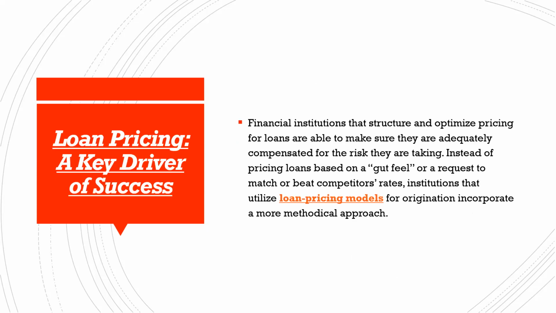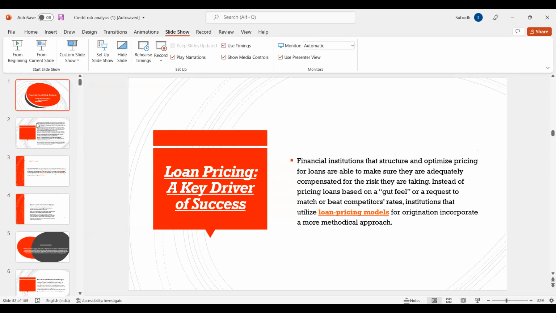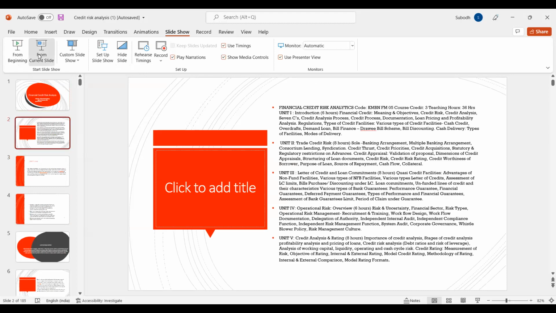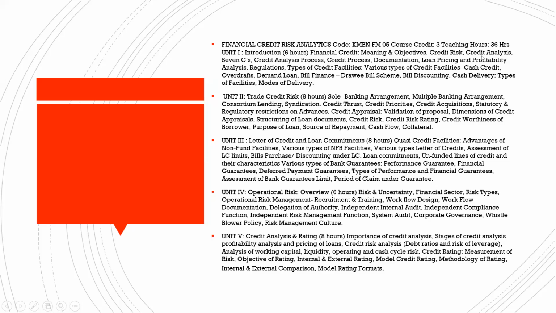Okay, so the next step which we have is loan pricing, a key driver of success. Loan pricing is the next topic of this lesson. Let me just show you. As I already mentioned, in our first unit we'll cover all these things. We have completed the financial credit meaning and objectives, credit risk, credit analysis, 7 C's, the process, documentation. Till here we have completed the documentation. The next step is loan pricing and profitability analysis. And the last one will be types of credit facilities.